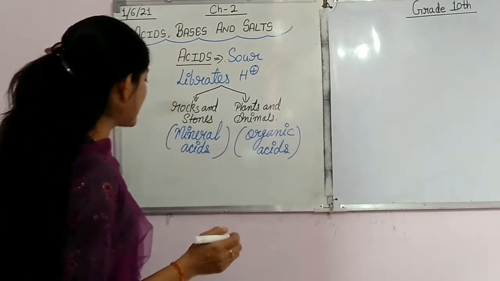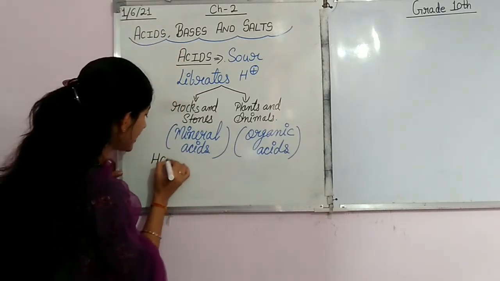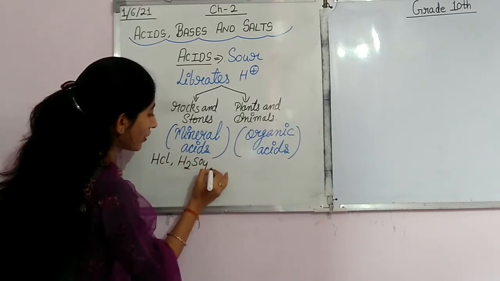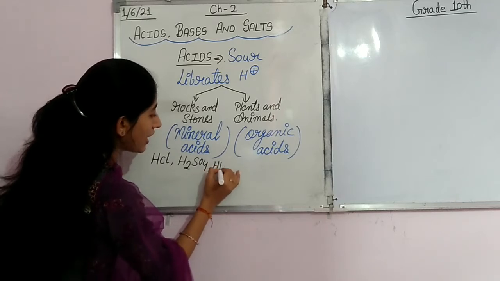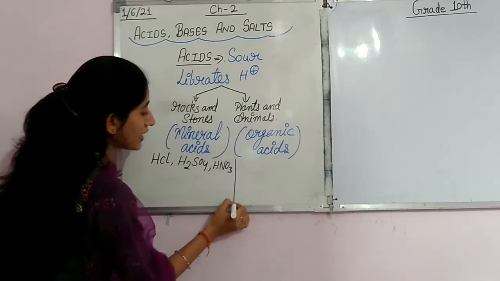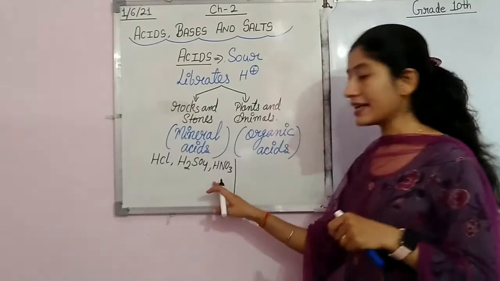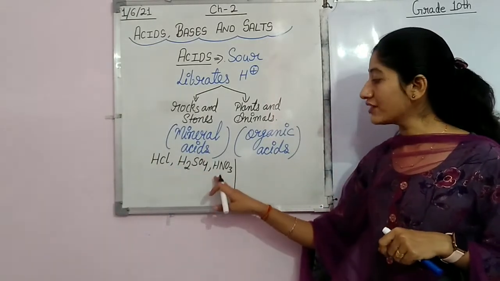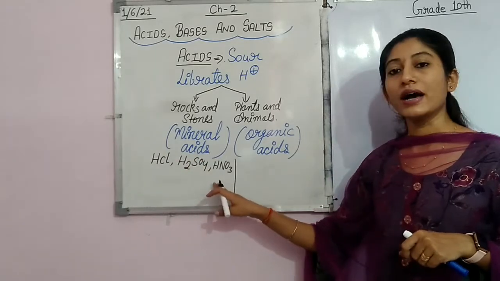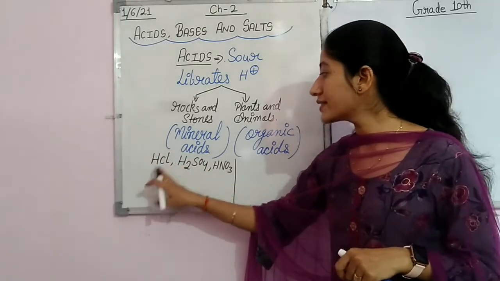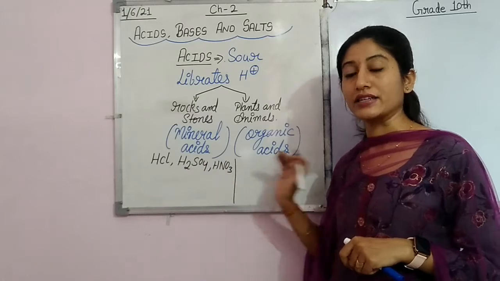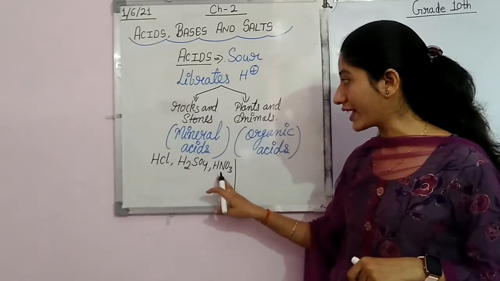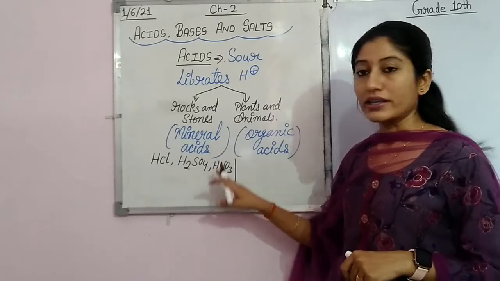See, the acids like HCl, the acids like H2SO4, the acid like HNO3. These are called the mineral acids. Acids like HCl, H2SO4, HNO3, these all are called the mineral acids. Hydrochloric acid, sulfuric acid, nitric acid. What are their names? Hydrochloric acid, sulfuric acid, nitric acid. These acids are called the mineral acids.